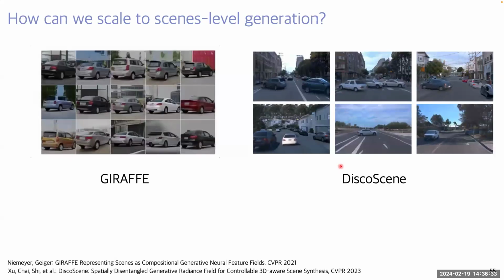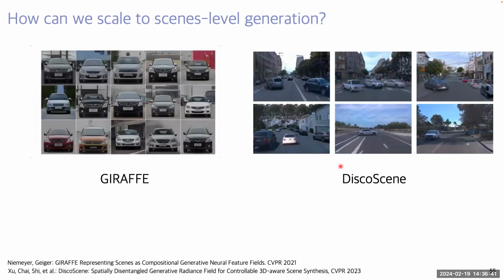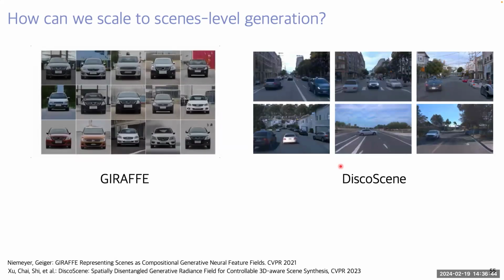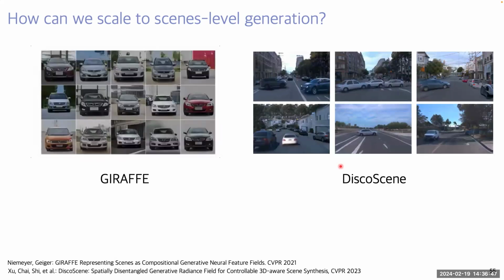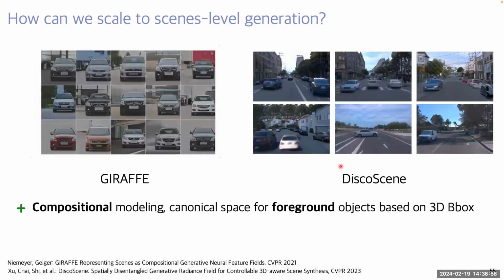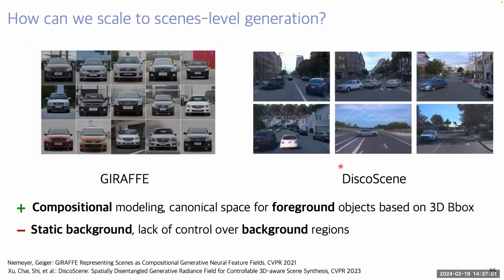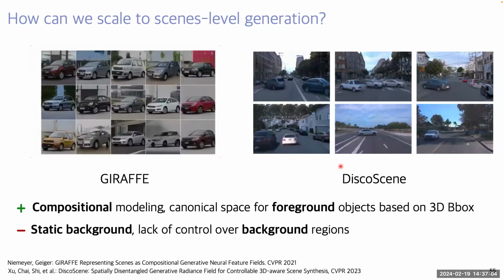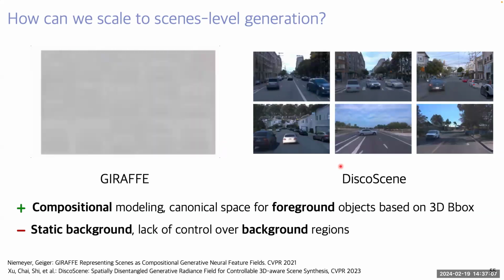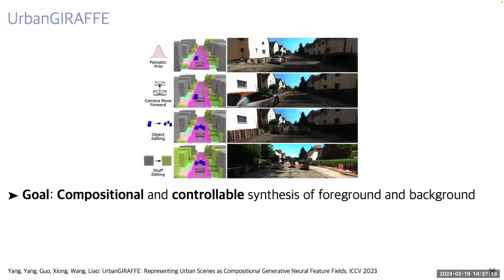The last topic I would like to cover today is how we can scale up to scene-level generation. Those were object-level generation, and for autonomous driving we really want to scale to scene level. There are existing works in this direction like GIRAFFE and DiscoScene. They consider compositional modeling and model the foreground objects in the canonical space. However, they do not really model the geometry of the background. As you can see in the demo, they have a static background, and if you simply change the camera pose, the background just changes all the time. It's not consistent because they do not model the background.